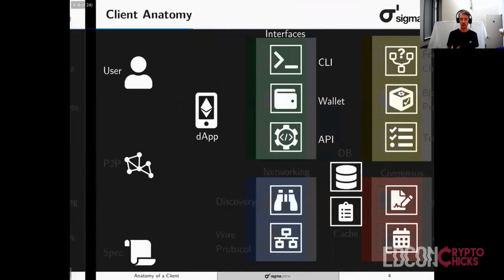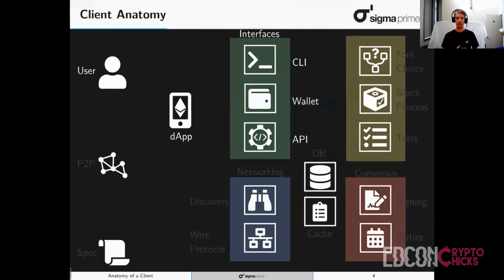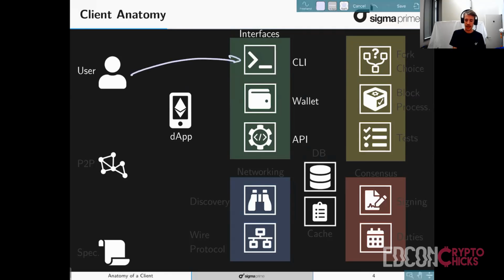And so, of course, in that real world, we have the user, right? The person who is interacting with the blockchain, who's interacting with our client. The first thing they need to be able to do is actually run the software. And so how they run the software using our command line interface is really important.